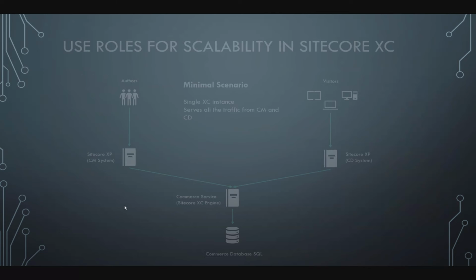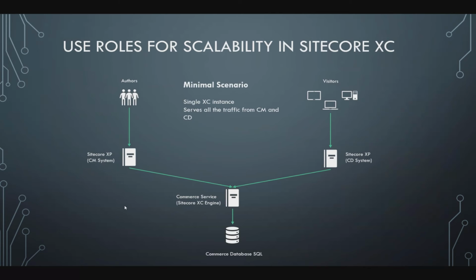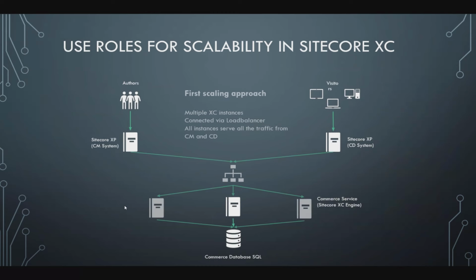So all traffic from authors, from visitors, would be led through the commerce engine. Of course, this is not enough, to have only one commerce engine, because the traffic is too much for one single commerce engine. So the first real life approach would be to just multiply by 3 and add a load balancer before these commerce engines, and then some kind of magic sticky session, and everything would work. Of course it would work, but I can tell you it's not the way Sitecore wants us to scale.